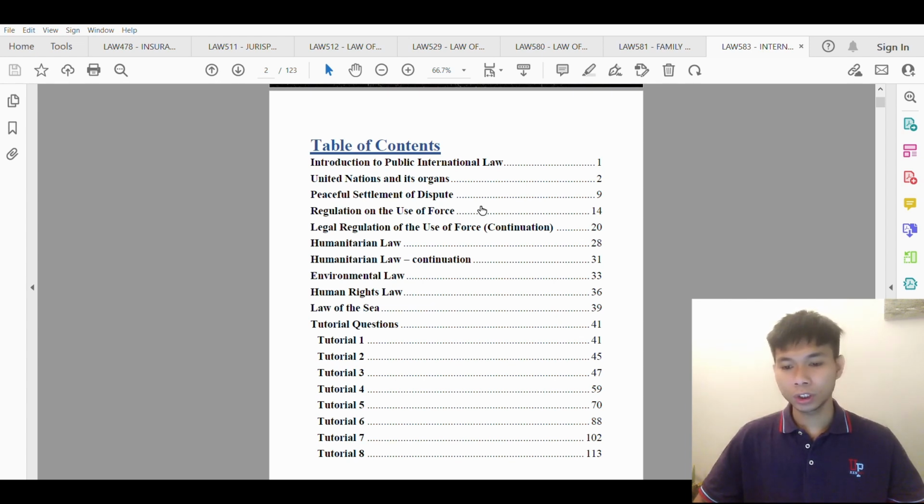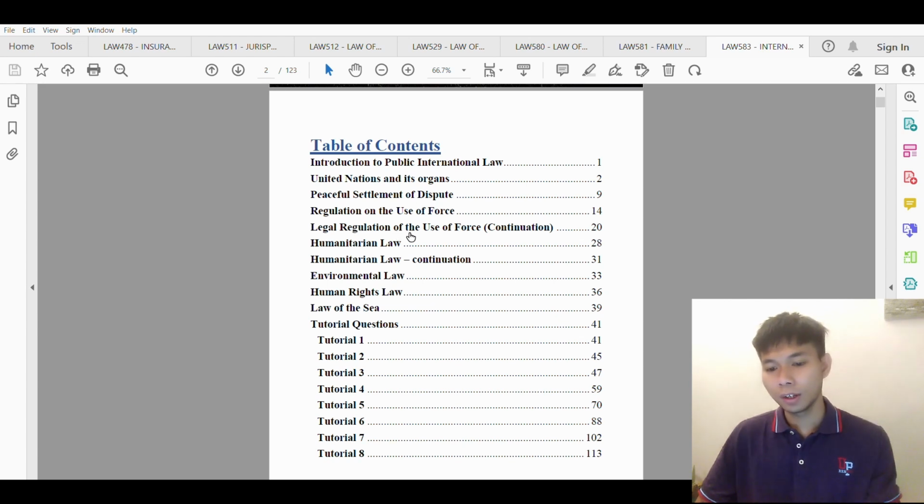There will be the regulation of the use of force. This is very, very famous in regards to the attack of Russia into Ukraine. You could also apply this in situations involving Israel attacking Palestine. There will be the issues of humanitarian law, which is very similar to our fundamental liberties in our constitution, such as the rights to expression, assembly, the rights to equality, and all of that.